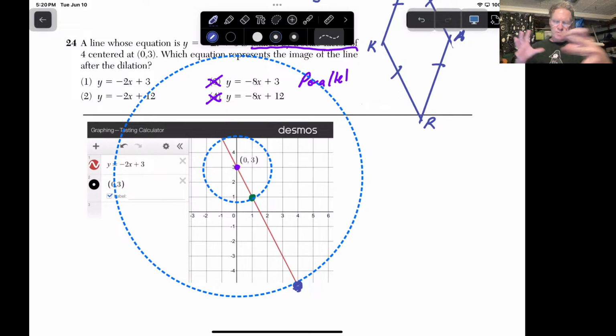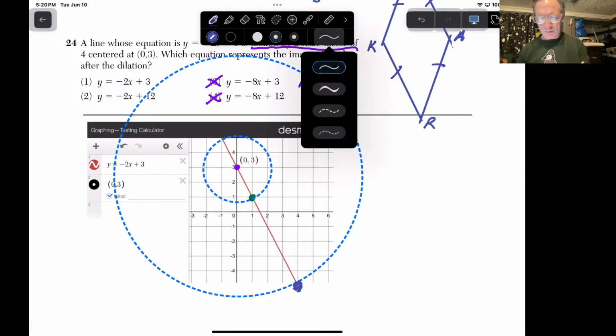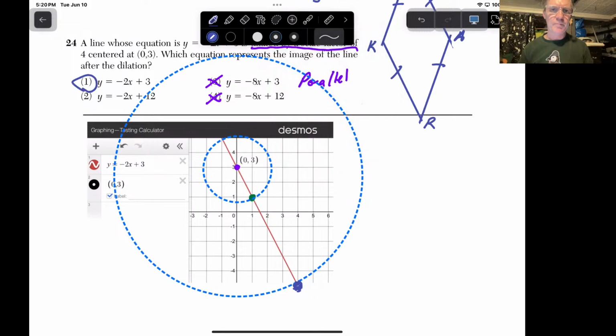So that's where this point would go. So it's stretching away from the center of dilation. And since the center of dilation is actually on the line, all the points stay on the line. So I didn't really like this question very much. I don't really like line dilation questions because to me intuitively a line is infinite, so why are you dilating it? But anyway, that is the correct answer.